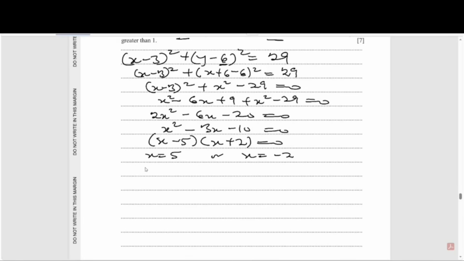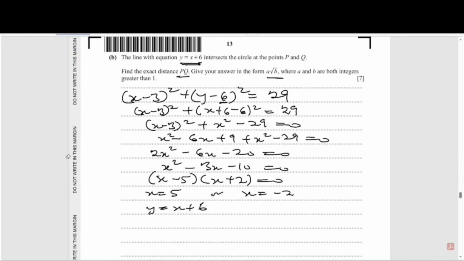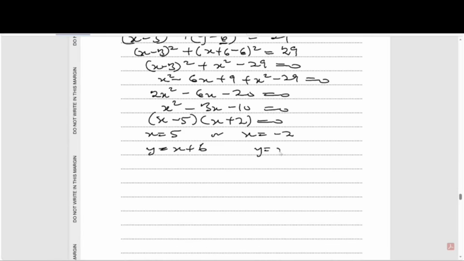So from both of these, x equals 5 and x equals negative 2, we substitute each one of them into y equals x plus 6, which is the equation of the straight line given. For the first one, when x is equal to 5, y is equal to 11. And for the second one, when x is equal to negative 2, y is equal to 4. So that means that for our points P and Q, any of them can be your P and the other becomes your Q. P is (5, 11), and Q is (negative 2, 4).